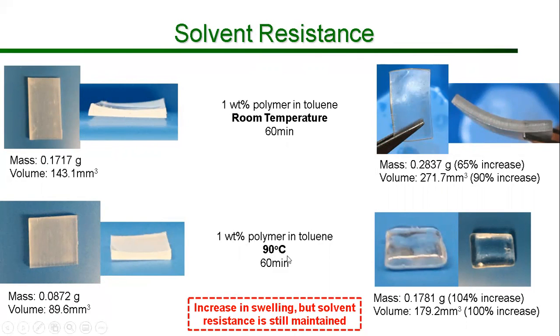And then we did the same polymer material with 1 weight percent polymer in toluene at 90 degrees C, which is where we typically see exchange occurring. And you do see more of an increase in the mass and the volume. But overall, it is maintaining its cross-link density. Now, the exchange could be occurring, which could allow for more solvent to get in, but overall, the cross-link density is maintaining itself and it's not dissolving in any way.